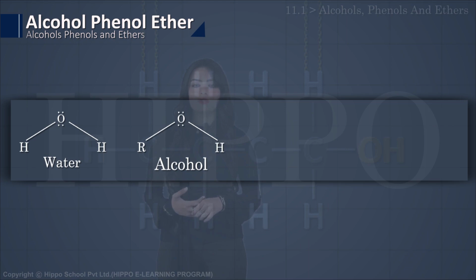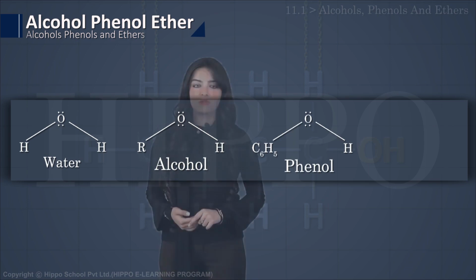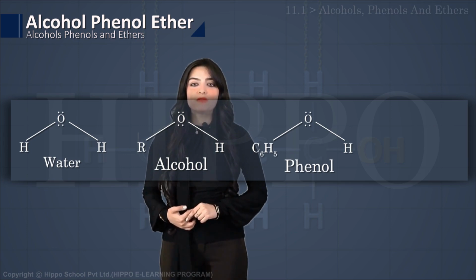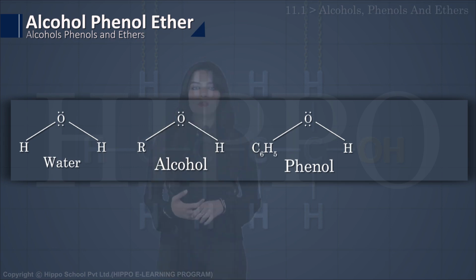What do we have to do in phenol? This is R, an alkyl group, which we have seen is formed if we take out a hydrogen from an alkane. But if I put phenyl instead of R, which is benzene, if I take out one hydrogen from benzene, then it will become C6H5. And we have oxygen and then hydrogen. So it will become phenol.